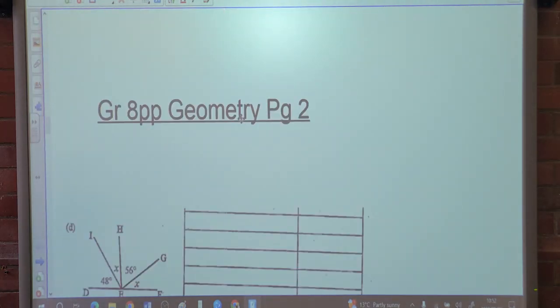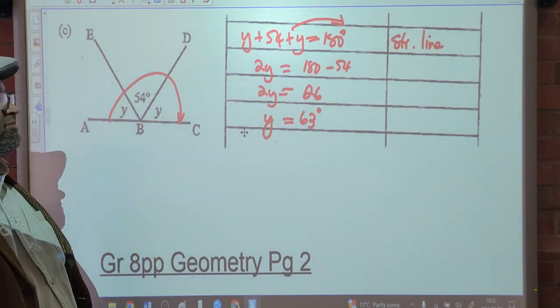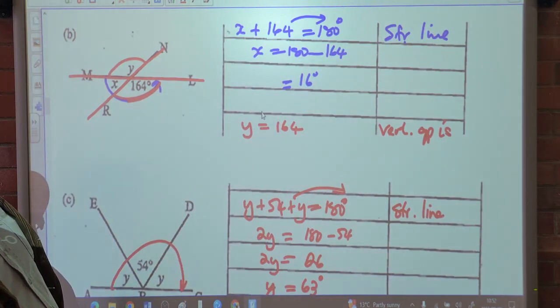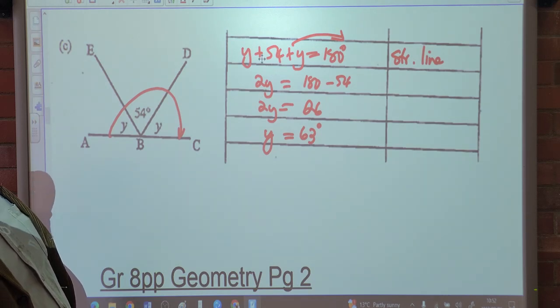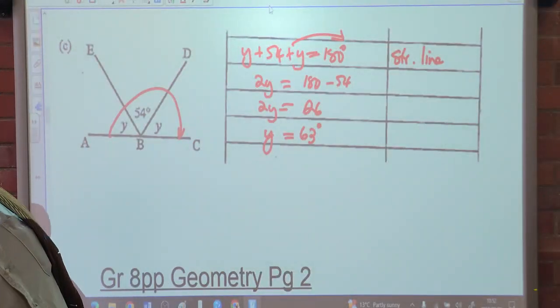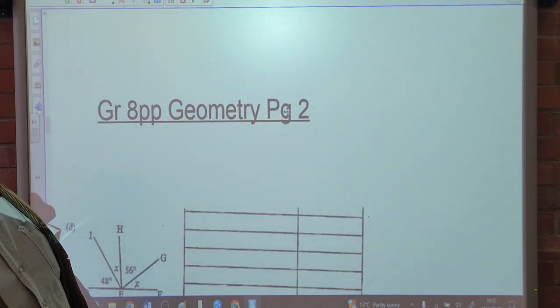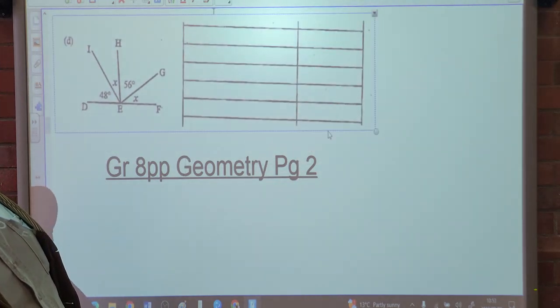Yes, Michael? In the previous sum, that was a y. Can you just write 2y from the beginning instead of y? Oh, you want to go straight into this? So you want to say 2y plus 54 equals 180? Yes. I see this is too long for you. You just want to move on to the next one. Nice. Let's look at D.